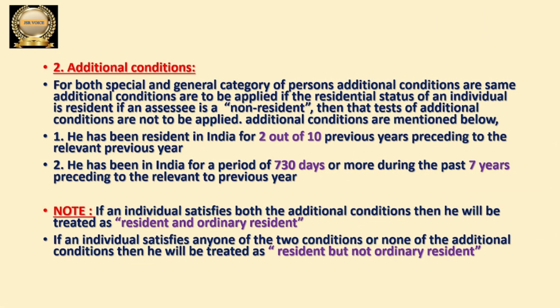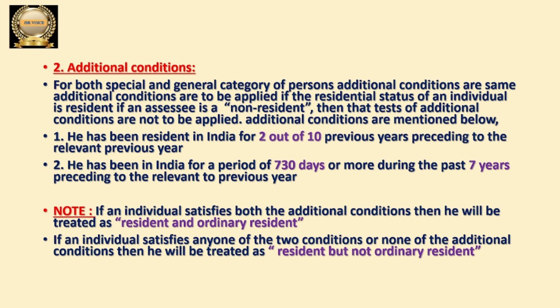Let us see additional conditions now. I already said to you, if he is a resident, we have to determine whether he is resident and ordinary resident or resident but not ordinary resident. So how to determine? By applying additional conditions. If he is non-resident, we need not apply these additional conditions. So additional conditions are same for general category and special category persons, but basic conditions are going to change. Okay, now whatever I am discussing here, those all are related to individuals which are coming under general category. Special category individuals I will discuss again after this.